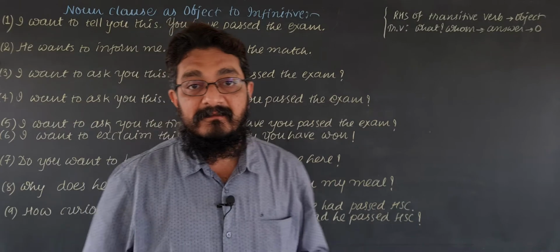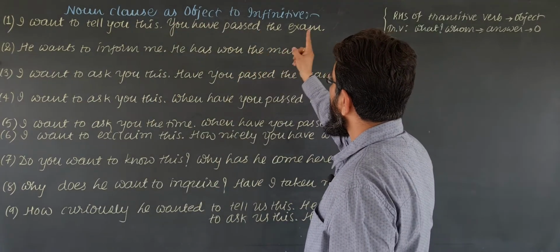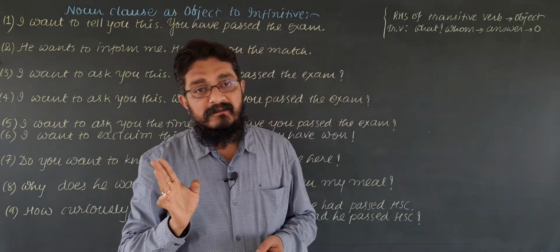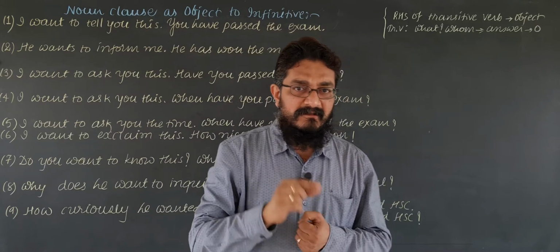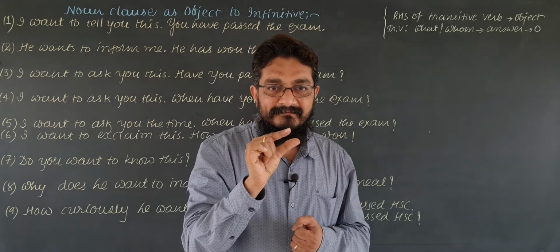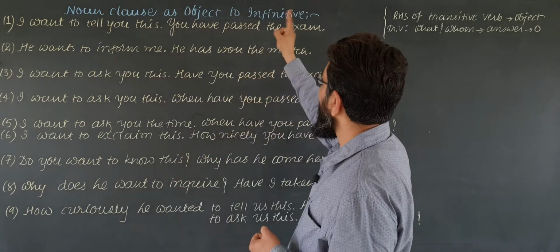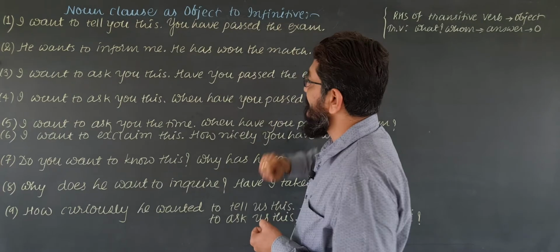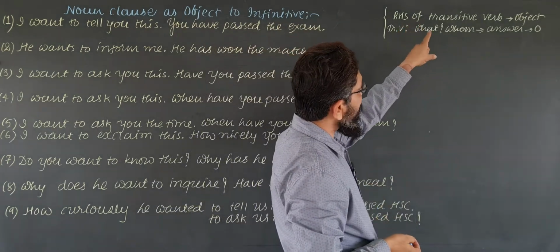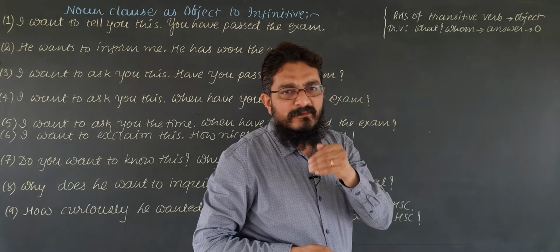Today, we are going to learn noun clause as object to infinitive. Now you understand there will be one removable object, right? And it will be where? It will be right hand side of infinitive. See, right hand side of transitive verb is object, and that object is always removable.